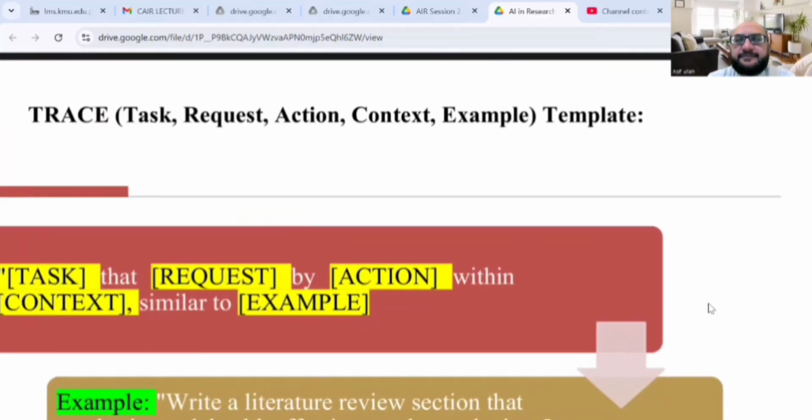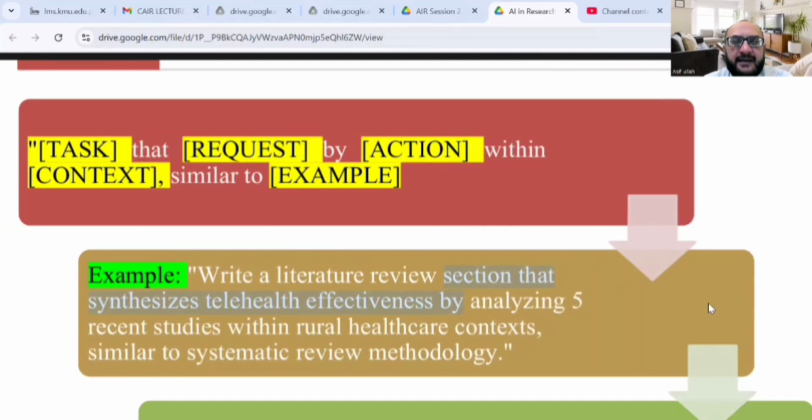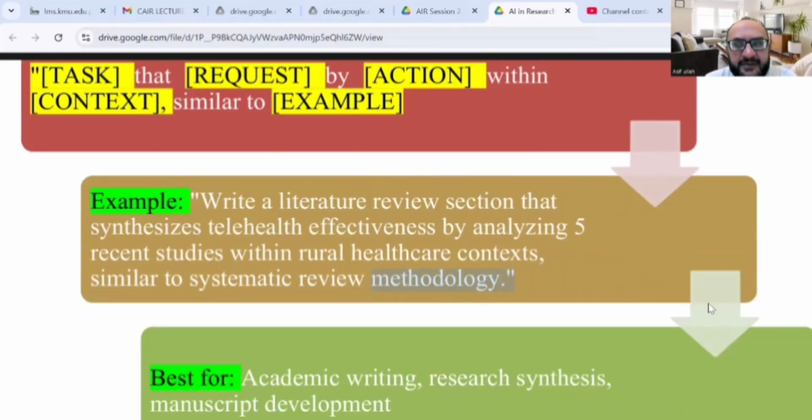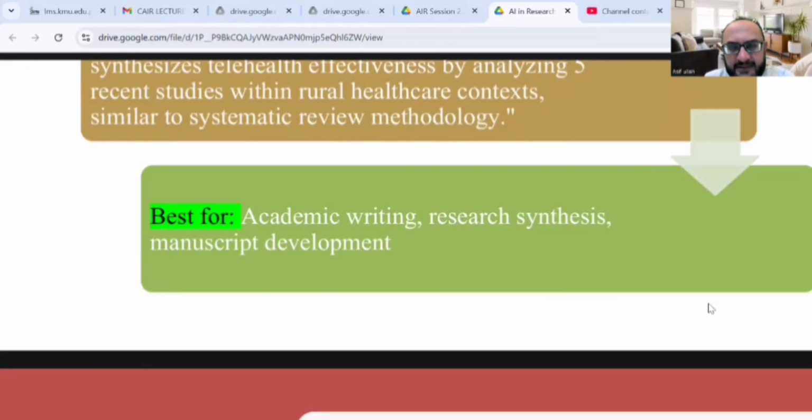Another is TRACE: task, request, action, context, example. This template is a task that requests an action within a context, similar to an example. So, write a literature review section that synthesizes telehealth effectiveness by analyzing 5 recent studies within a rural healthcare context, similar to systematic review methodology. It is best for academic writing, research synthesis, and manuscript development.